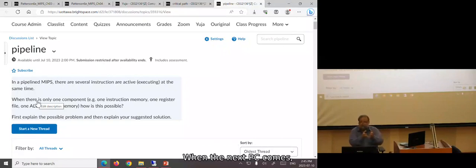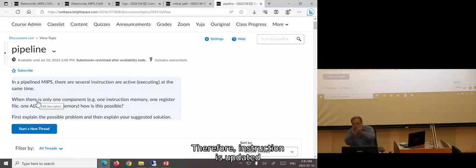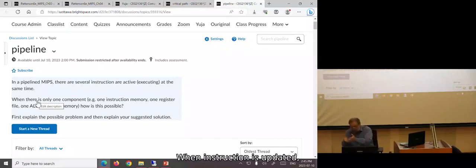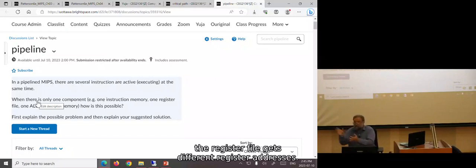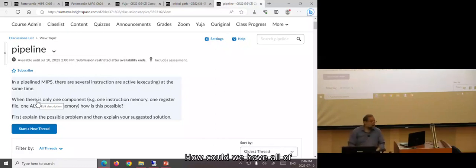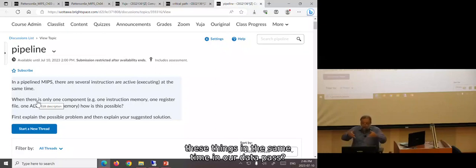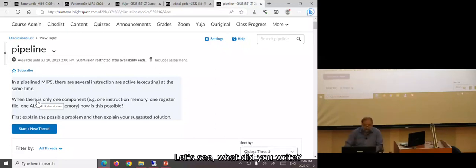When the next PC comes, the PC is updated. Therefore, the instruction is updated because the instruction memory output changes. When the instruction is updated, the register file gets different register addresses. When different register addresses are there, the ALU gets different operands. How could we have all of these things at the same time in our data path? Let's see, what did you write?